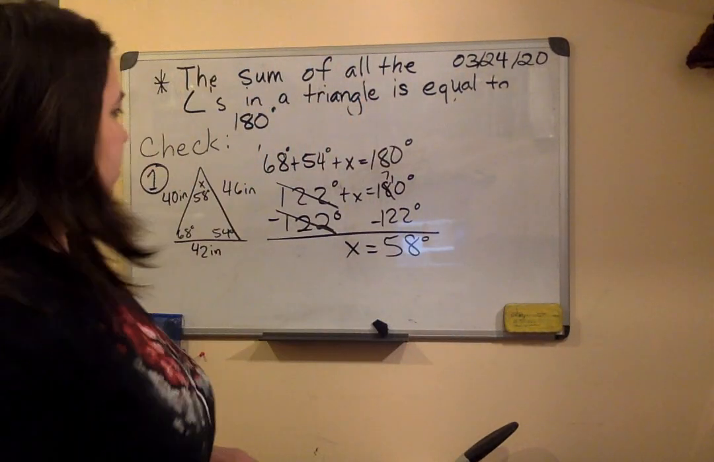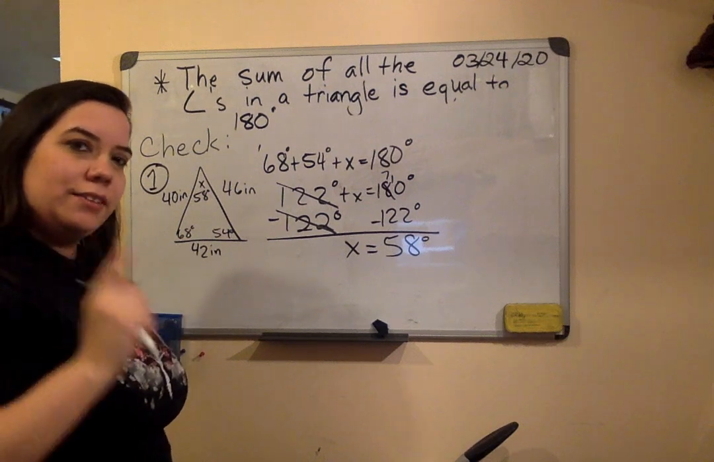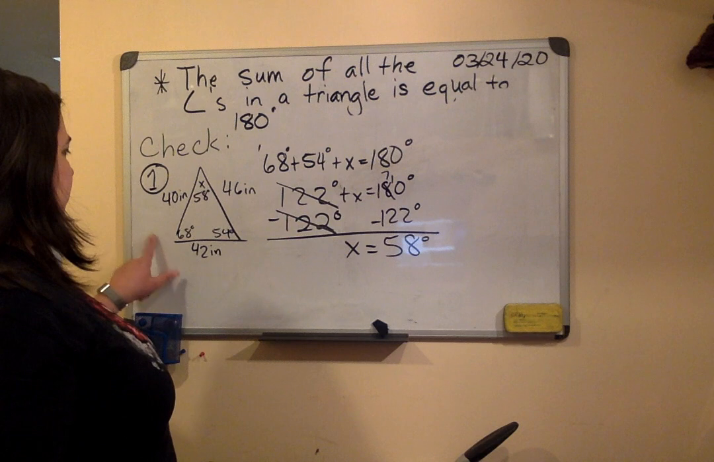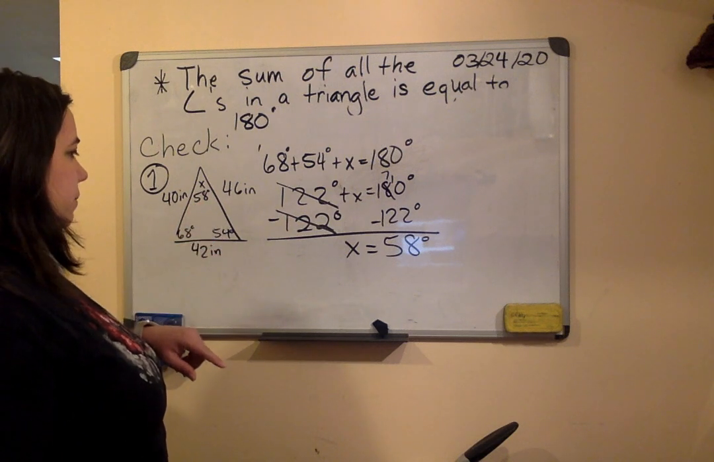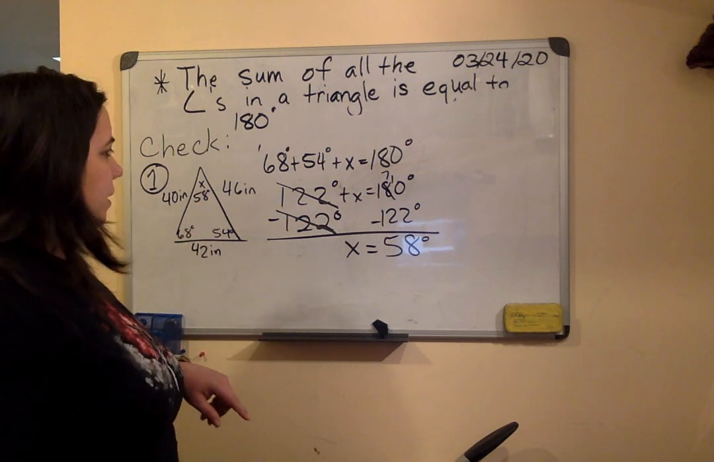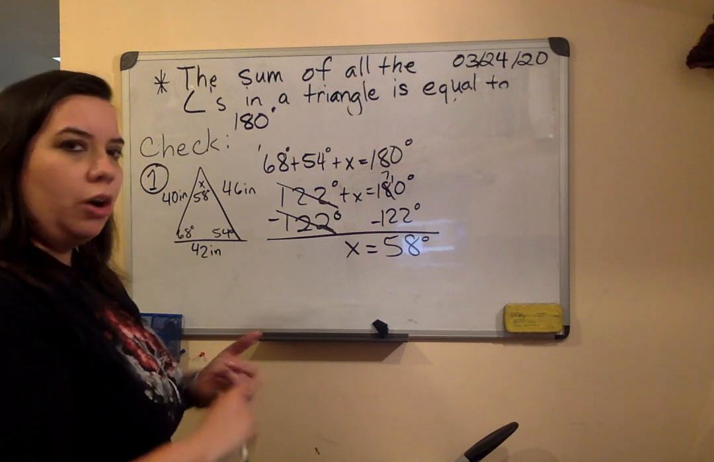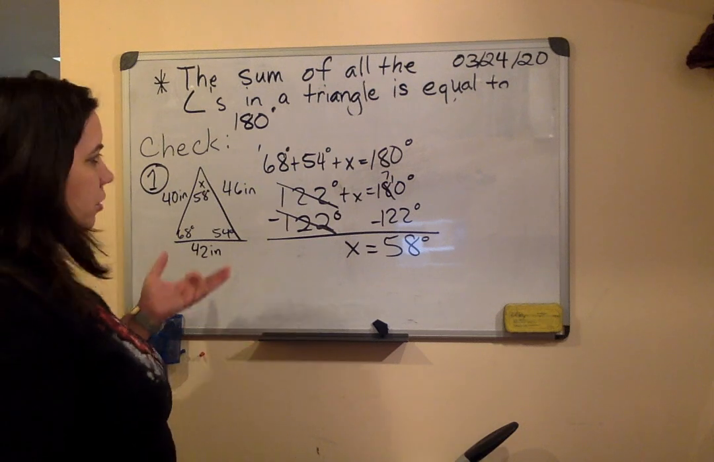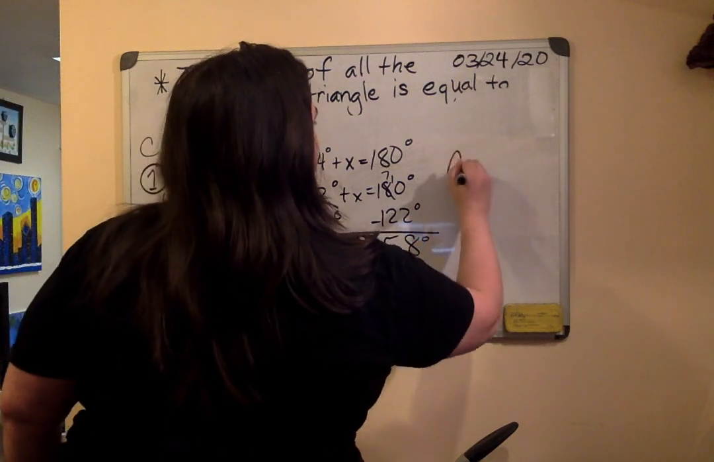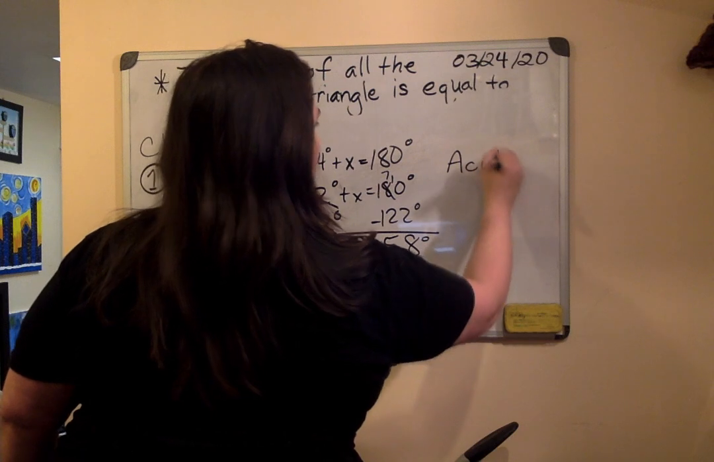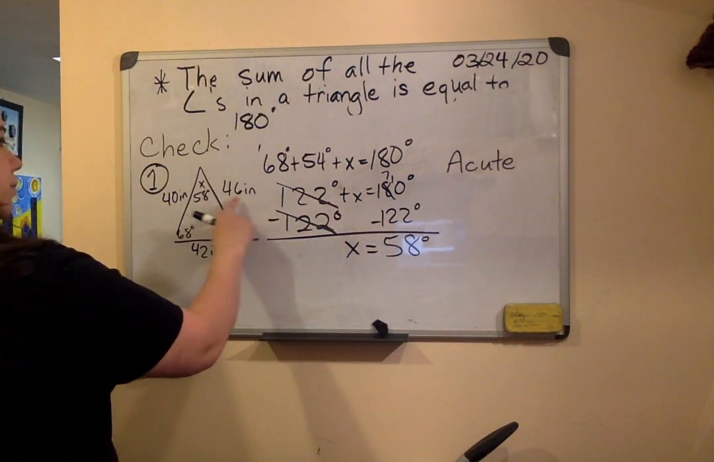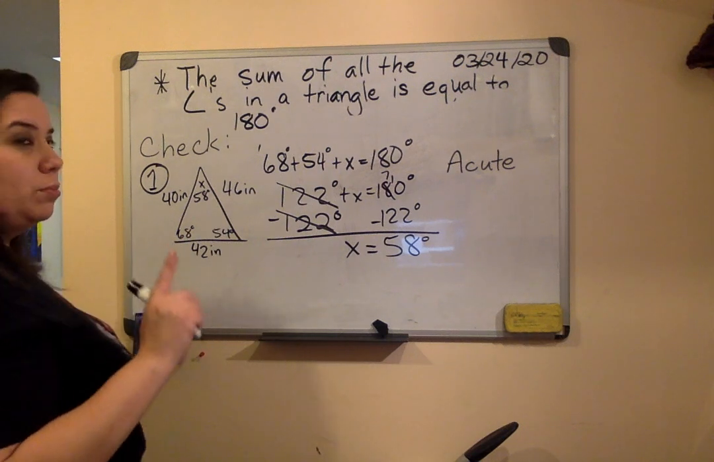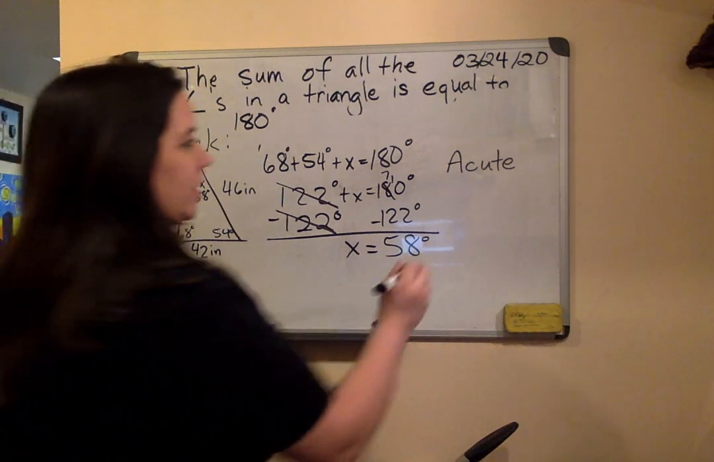All right, so we already found x, so let's classify. Let's start by angles since we have all the angles up here. So you have 68, 58, and 54. What do you notice about these angles? Are there any right angles, all acute, or an obtuse? They're all acute. So this is an acute triangle. But what kind of acute triangle? We have 40, 46, and 42. None of the sides are equal. So it's an acute, what? Acute scalene triangle.